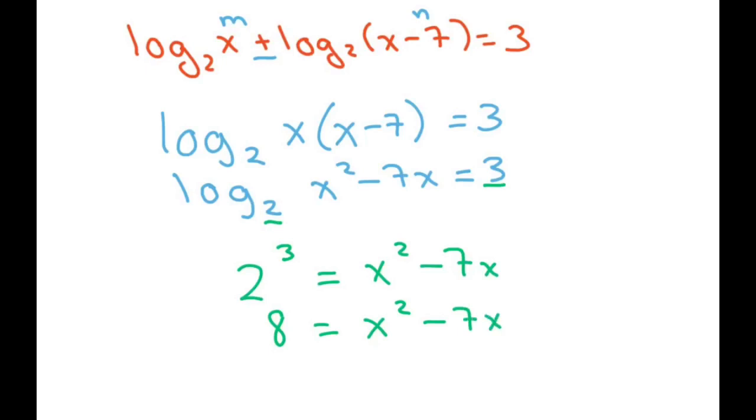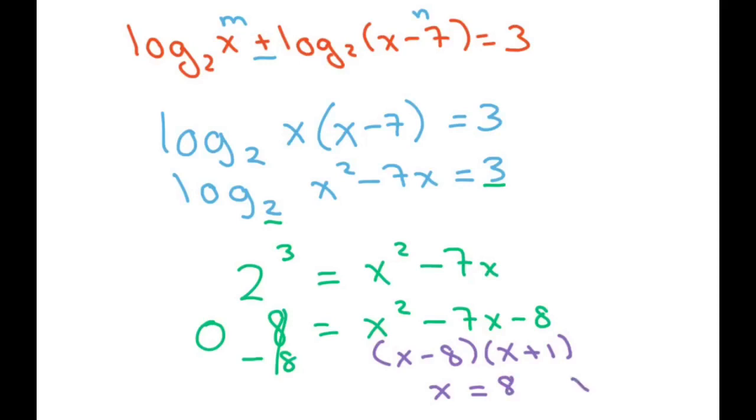Now, since this is quadratic, I'm going to move the 8 over and subtract the 8, and this is going to end up being 0. So when you factor this, we're going to get x minus 8 and x plus 1. I think that works, right? Yes. So our solutions are x equals 8 and x equals negative 1.